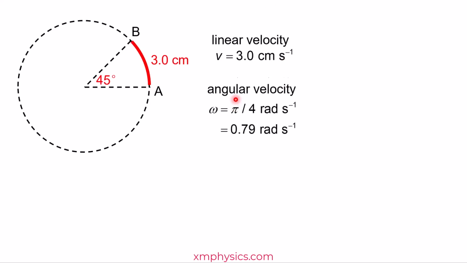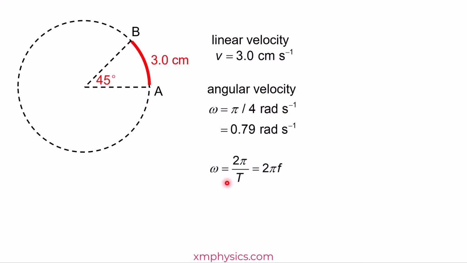Or you can describe it in terms of its angular velocity, in which case you are going to say omega is equal to 45 degrees per second. Or in terms of radians, then you'll say pi over 4 radians per second. Or simply 0.79 radians per second. Basically, linear velocity is the cm per second speed, alright? And angular velocity is the radian per second speed.